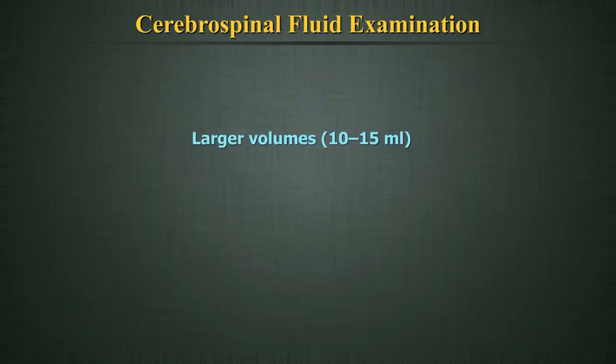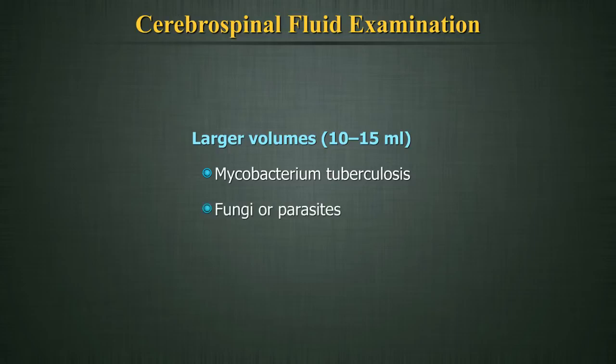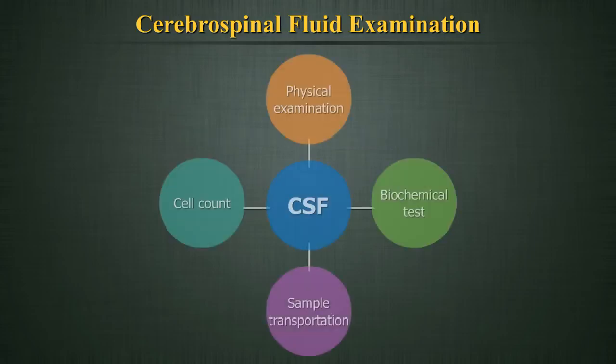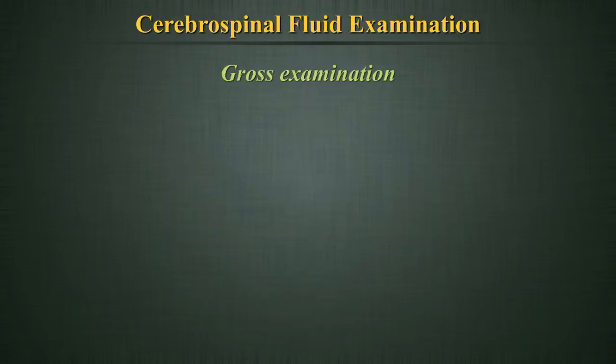Larger volumes, 10 to 15 milliliters, are necessary for certain pathogens like Mycobacterium tuberculosis, fungi, or parasites. In this lesson, we will discuss only some aspects of CSF examination, such as physical examination and the cell counts. The biochemistry tests follow the same principles as explained under endpoint chemistries. If your facility does not do cultures, please follow the guidelines described above for storage and transportation of samples to the nearest microbiology laboratory.